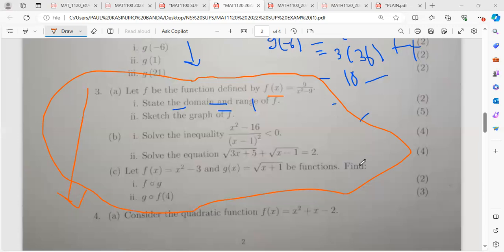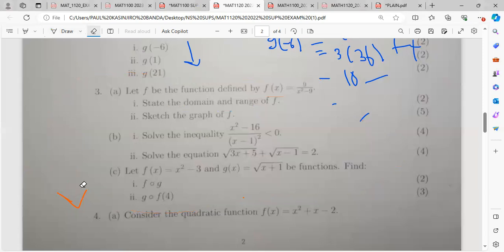Okay, sorry for that. I'm back. Here they're saying sketch the graph of f. How do we sketch the graph of f? We see that f is what type of function, guys? It's a rational function. And how do we sketch rational functions? For rational functions, we find the vertical asymptote, we find the horizontal asymptote, then we find the x-intercepts, and then we find the y-intercepts. That's how we sketch a rational function.